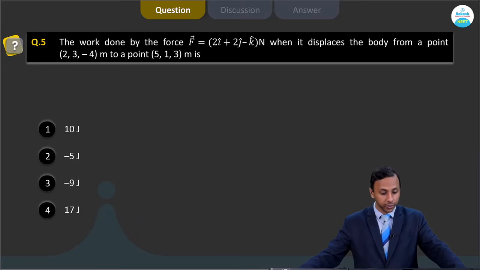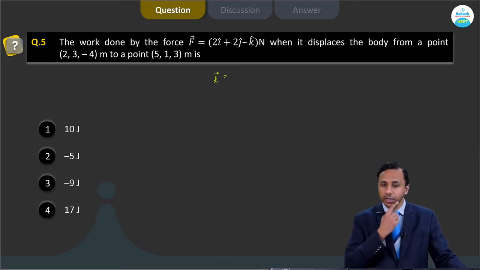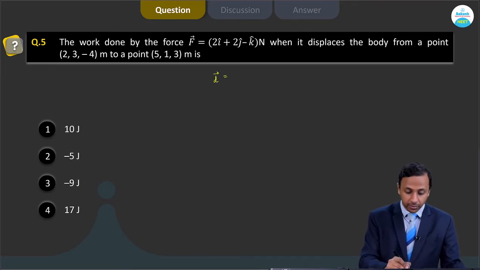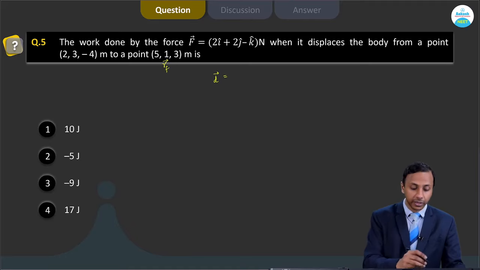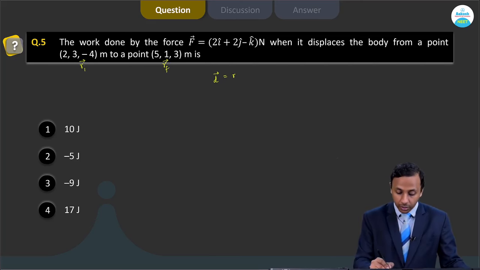Question 5 now. Here this one says, the work done by the force F equal to 2i cap plus 2j cap minus k cap Newton when it displaces the body from a point (2, 3, -4) to another point (5, 1, 3). Right. So remember, for this question, we can find the displacement vector, let me call it D vector. It is nothing but the final position vector minus the initial position vector, right? So you have to subtract them. So final minus initial, right?